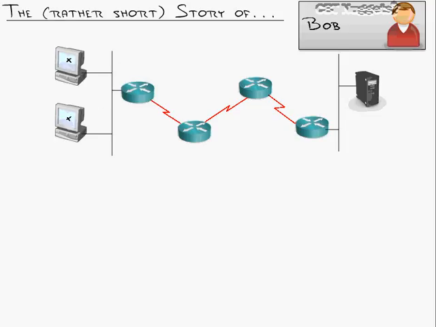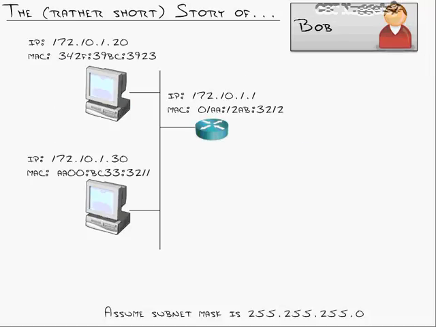Now what I'd like to do is zoom in on this part of the network so we can watch the story of Bob unfold. There we go. Now that we're zoomed in, we can see all the IP address and MAC address information for that left side of the network that the packets are going to travel on. For this short story of Bob, we'll assume that the traffic is going to come from 172.10.1.20 and go down to 172.10.1.30, this host down below. So going from this guy to this guy.